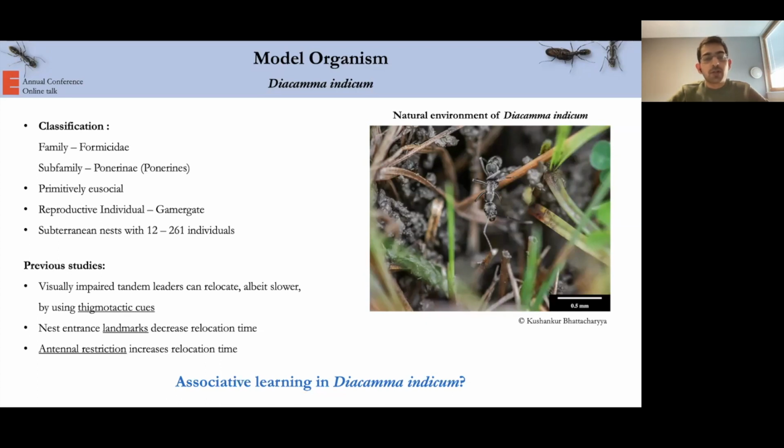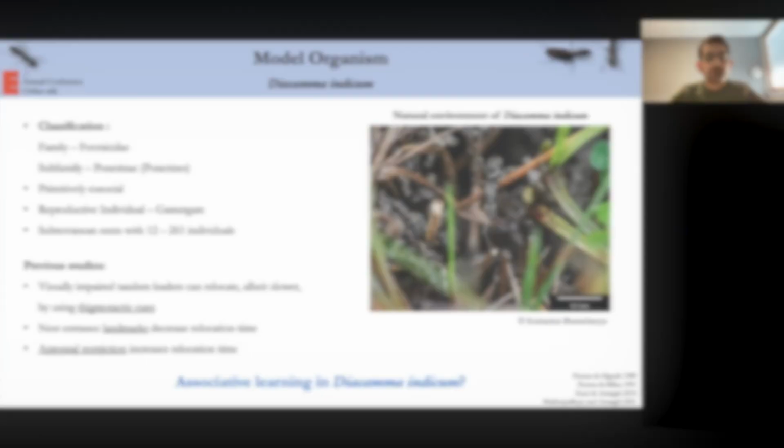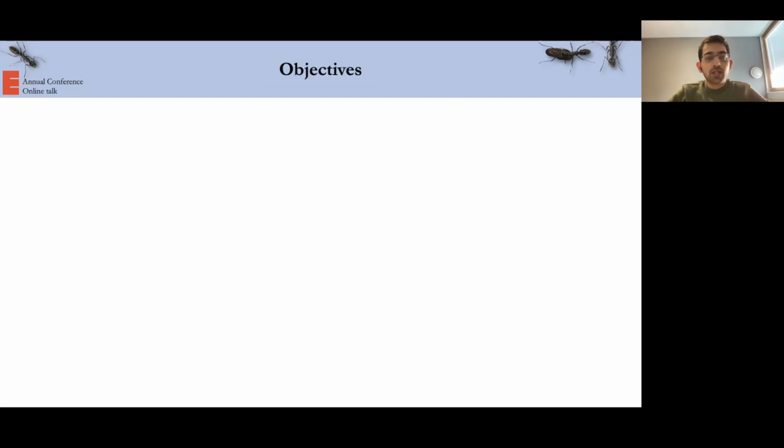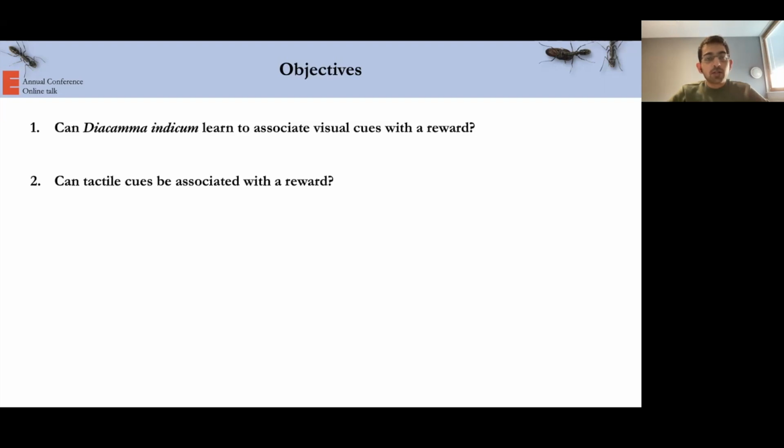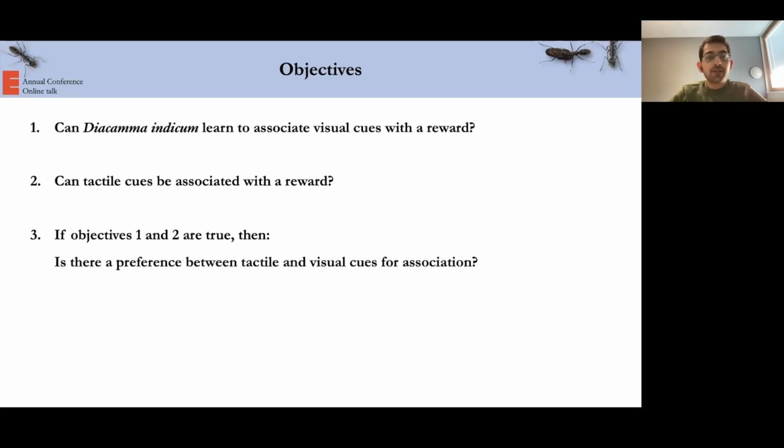But to the best of our knowledge, there has been no work on visual and tactile associative learning in the species. So our objectives for the study are: can Diacamma indicum learn to associate visual cues with a reward? Can it learn to associate tactile cues with a reward? And finally, if objectives 1 and 2 are true, then does there exist a preference for tactile and visual cues for association with a reward?